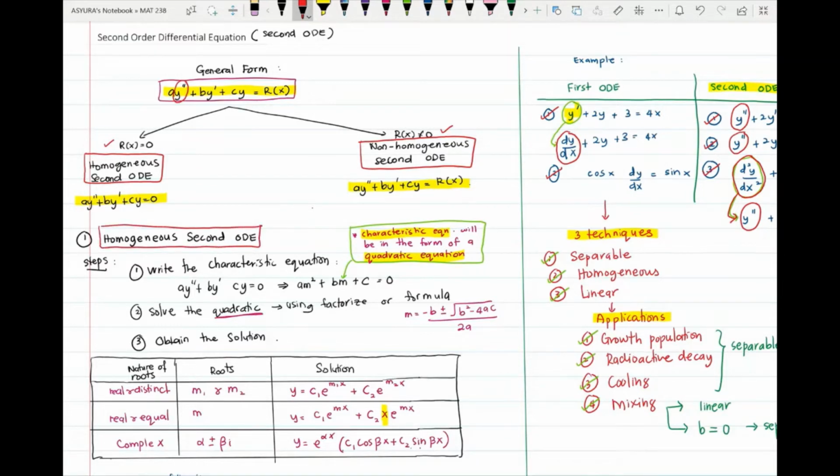Okay, we have 3 steps to solve the homogeneous second order ODE. The first step is you will write the characteristic equation. What is the characteristic equation? The characteristic equation is also known as the auxiliary equation. It will be in the form of a quadratic equation.